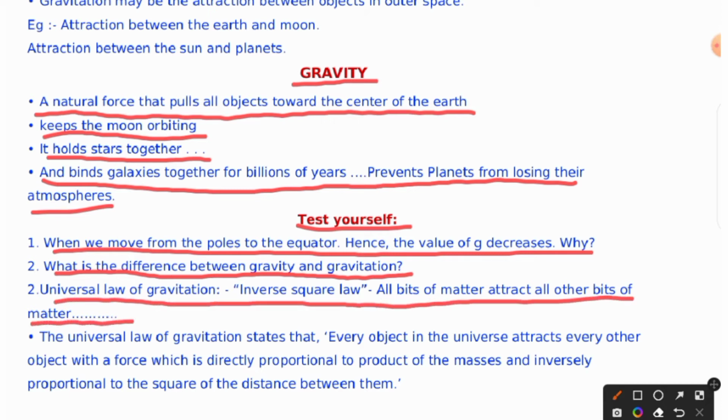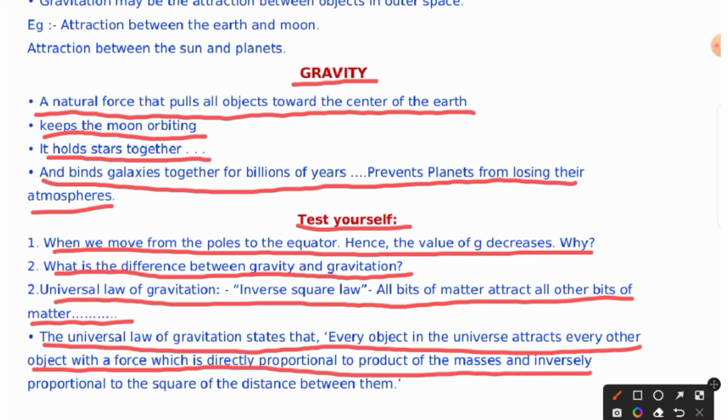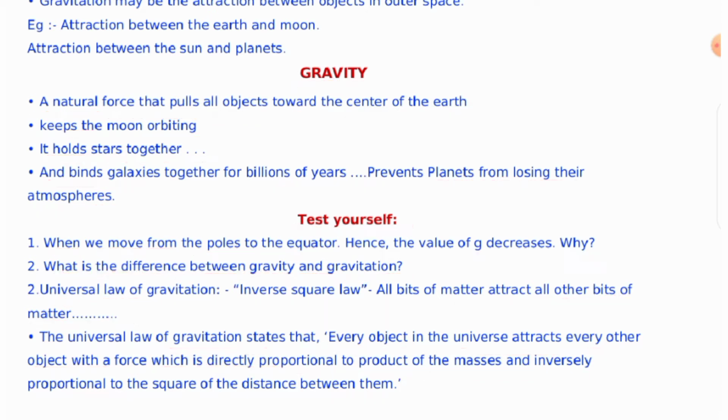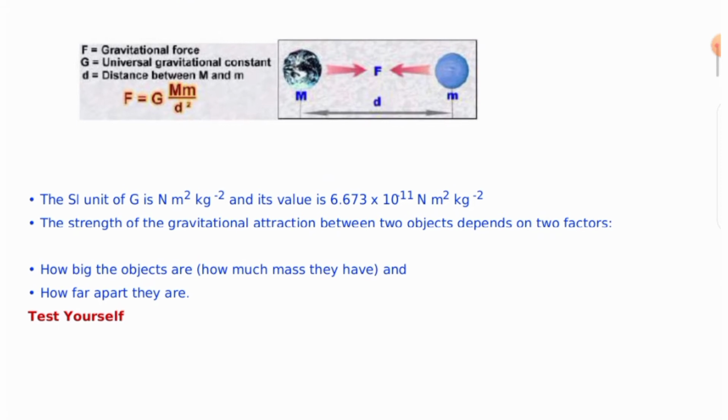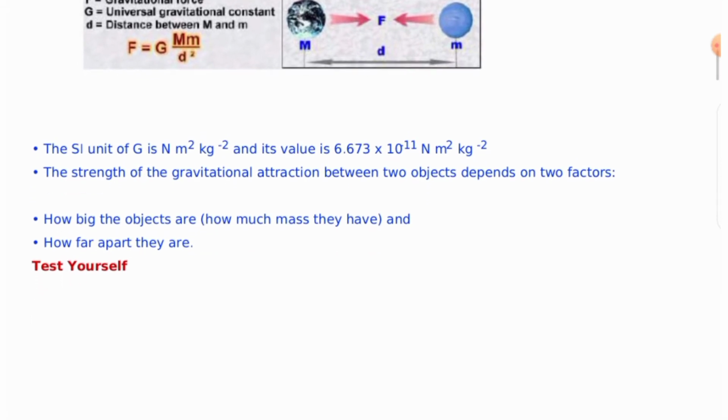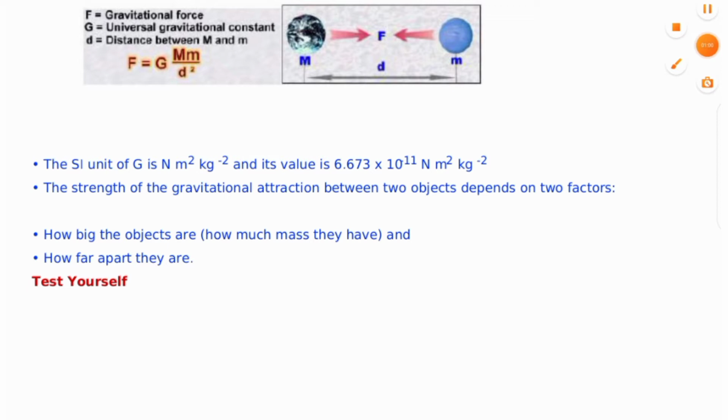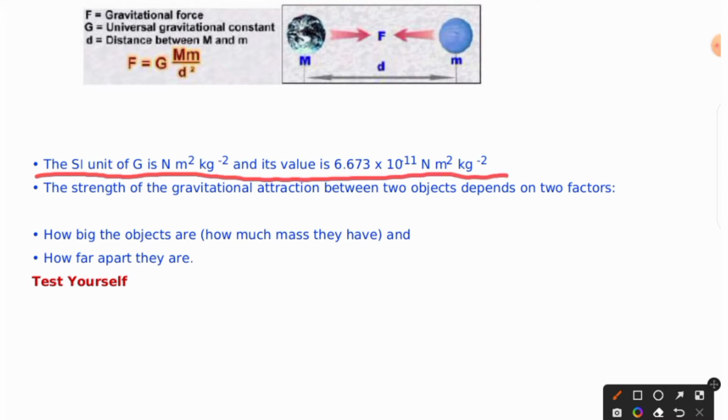2. Universal law of gravitation, inverse square law. All bits of matter attract all. The universal law of gravitation states that every object in the universe attracts every other object with a force which is directly proportional to the product of the masses and inversely proportional to the square of the distance between them. The SI unit of G is Nm² kg⁻² and its value is 6.673 × 10⁻¹¹ Nm² kg⁻².